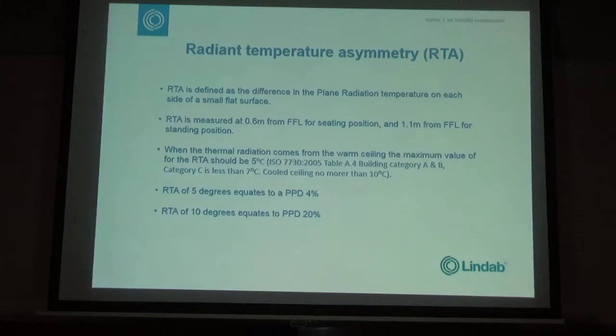Radiant temperature asymmetry is measured on a metal surface, 1.1 metres from the radiant panel, or 600 from the radiant panel, and it's the temperature difference between the face of the panel and the underside of the panel. It varies depending on the positioning and the temperature of the panel. Obviously the further apart they are, the higher the temperature difference between the face and the underside; the closer they are, the closer the temperature.